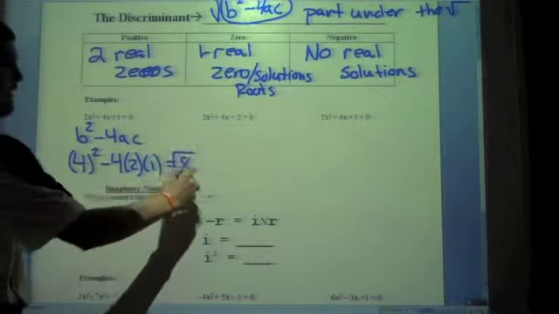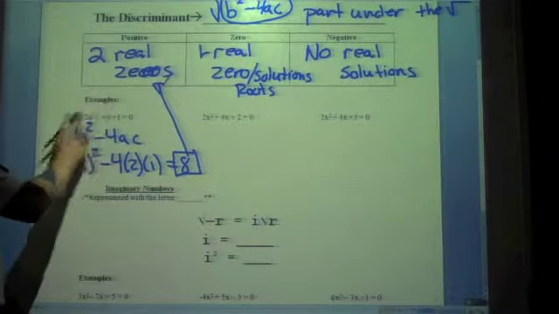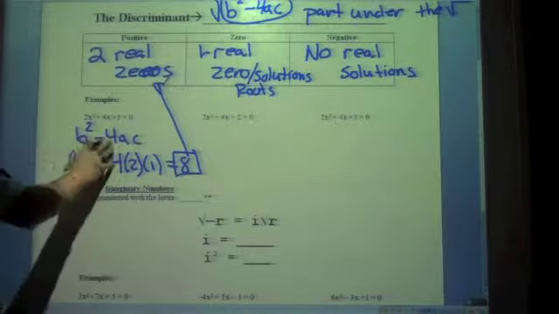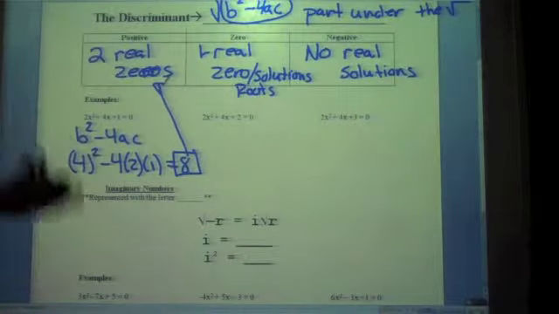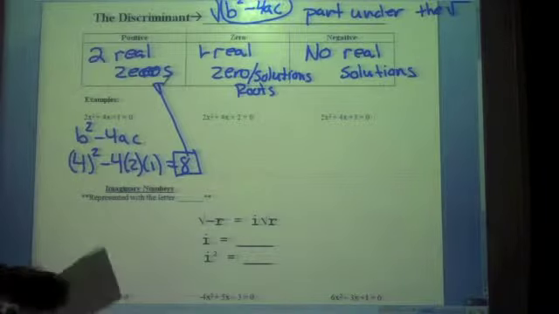So since this answer is positive, that means we're going to have two real solutions to our answer. So if you were to graph this on the calculator and find out where it crosses the x-axis, it would cross twice. It doesn't tell you where it crosses, it just tells you the discriminant. It just tells you that it crosses 2 times, 1 time, or 0 times.